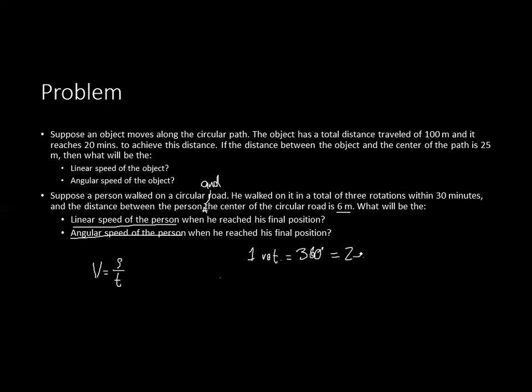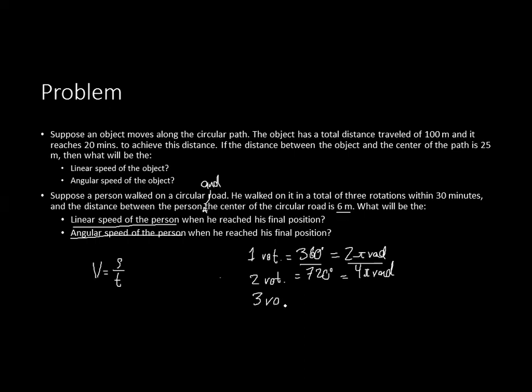In radians, this is 2 pi radians, okay? So if you're going to have 2 rotations in total, this is 720 degrees, or in radians, this is 4 pi radians. All right. So what I'm trying to imply is that if you're going to find the angle in degrees or radians, just multiply it by either 360 or 2 pi radians.